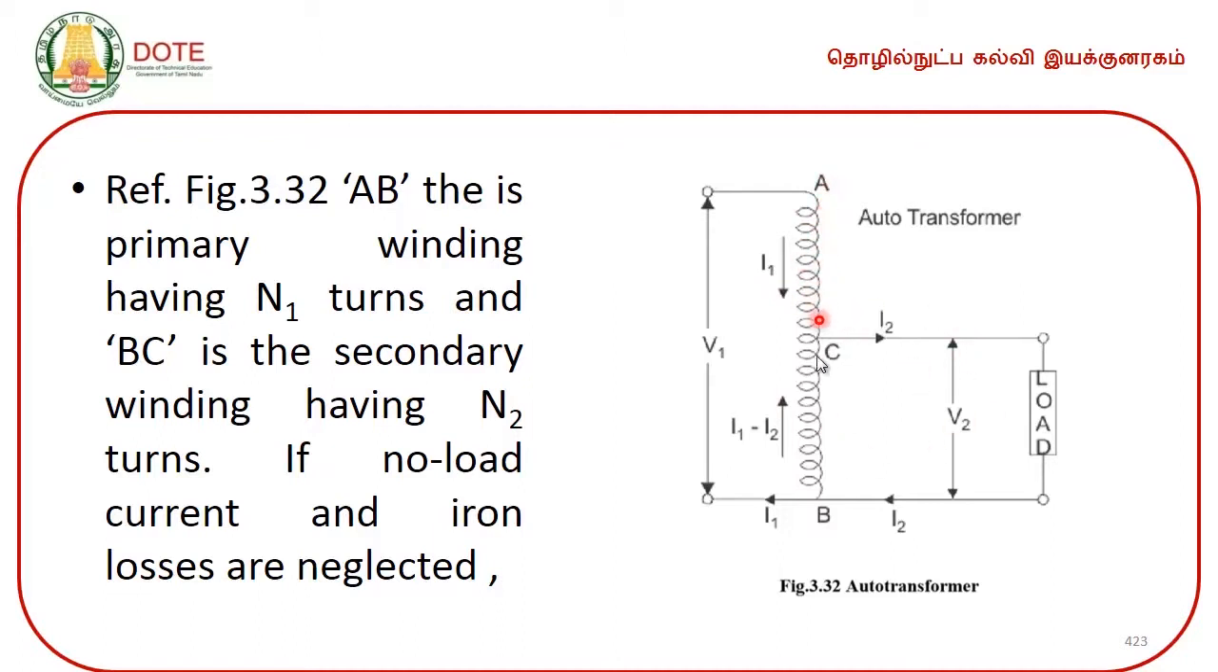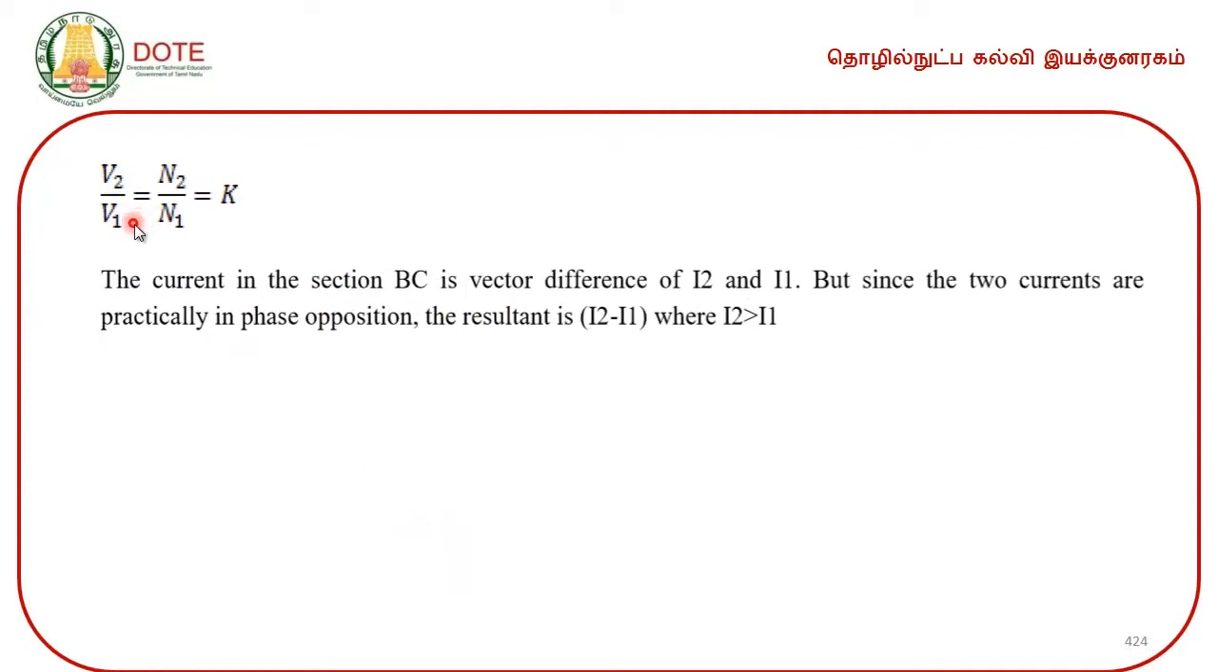The coil AB represents the primary winding, whereas the coil CBC represents the secondary winding. So, this is the applied voltage V1 given to the auto transformer. The load is connected to the secondary. The primary winding has N1 turns and the secondary winding has N2 turns. If no load current and iron losses are neglected, then V2 by V1 is equal to N2 by N1, which is equal to the voltage transformation ratio.